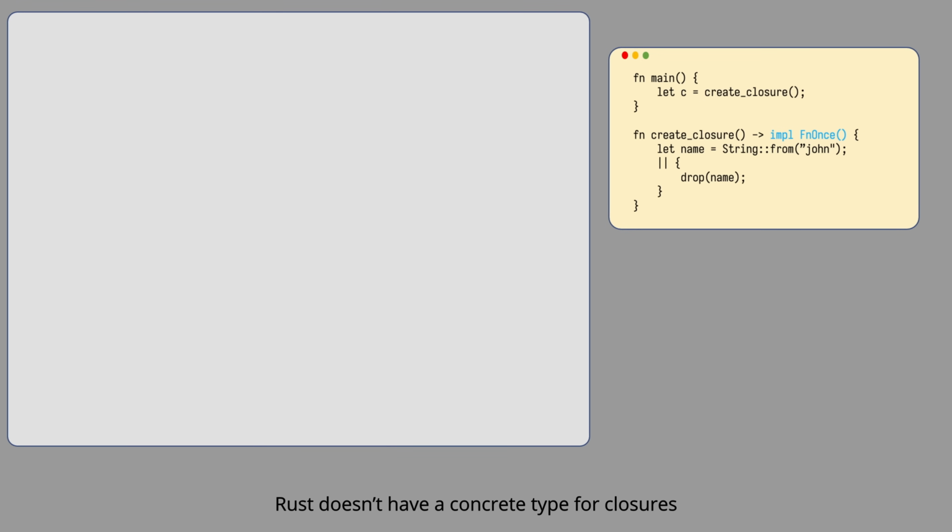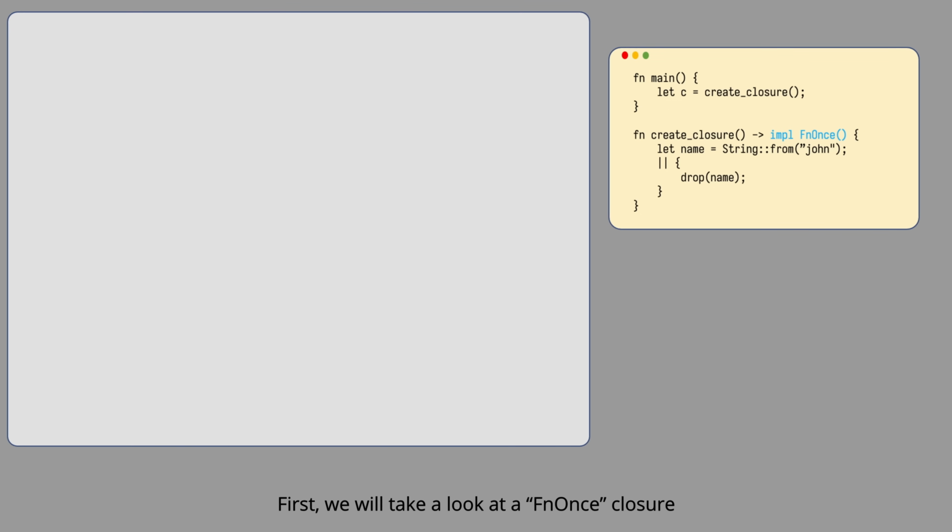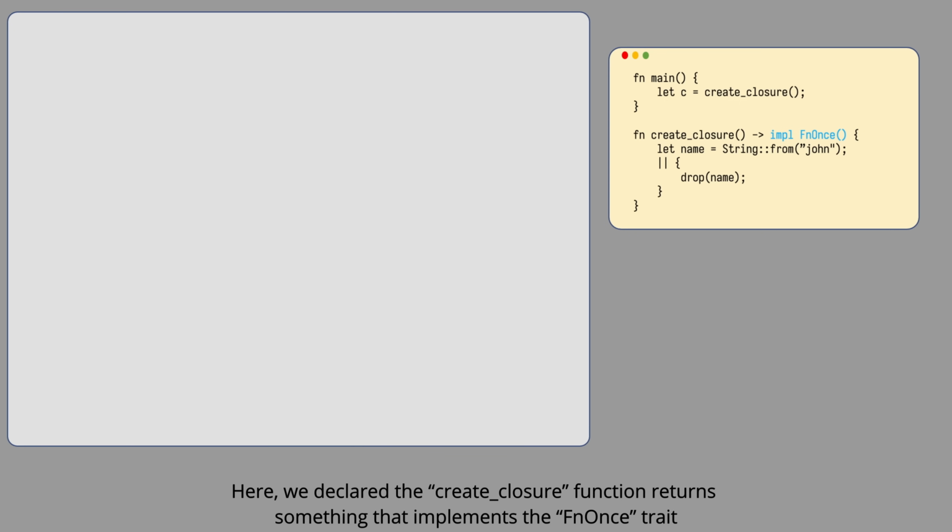Rust doesn't have a concrete type for closures. Instead, the language specifies 3 traits: Fn, FnMut, and FnOnce. First, we will take a look at a FnOnce closure. Here, we declared the create_closure function returns something that implements the FnOnce trait.